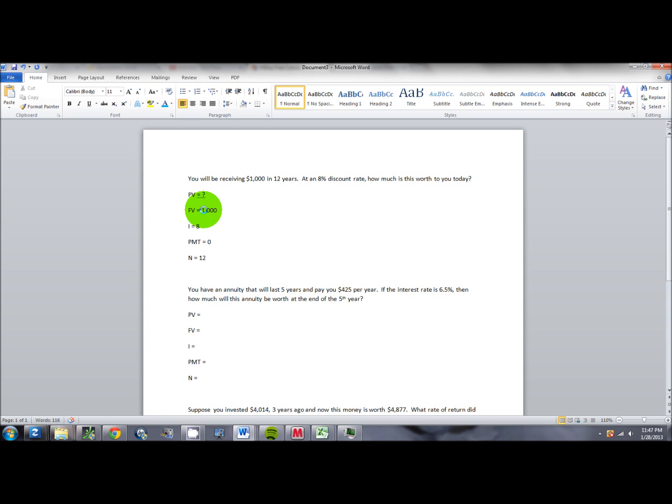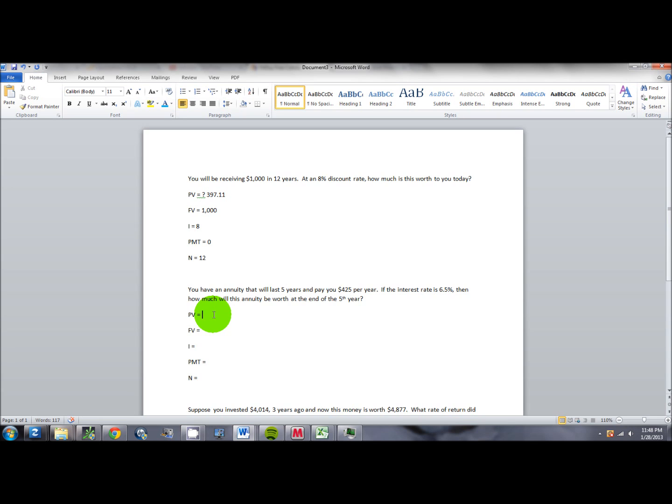Compute PV. And you should get minus 397.11. Now remember that that's not truly a negative number. We have to take the absolute value of that. It's only negative because we made our future value positive. Again, if you don't believe me, redo this problem, make this negative, and this will come out as positive. So here is the correct answer, $397.11.